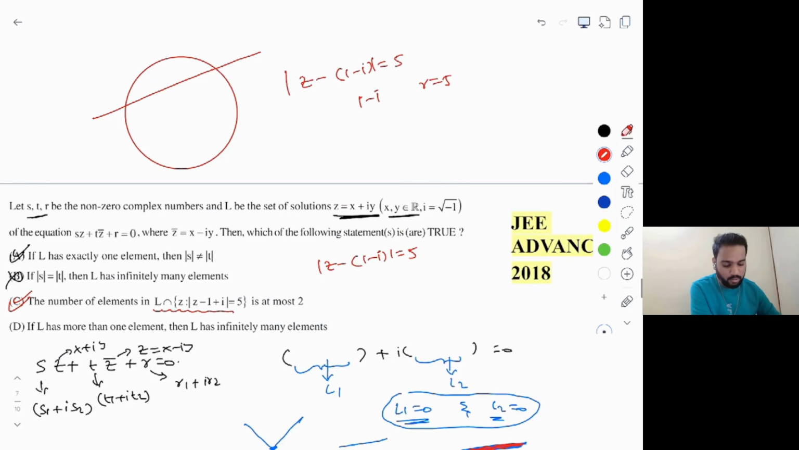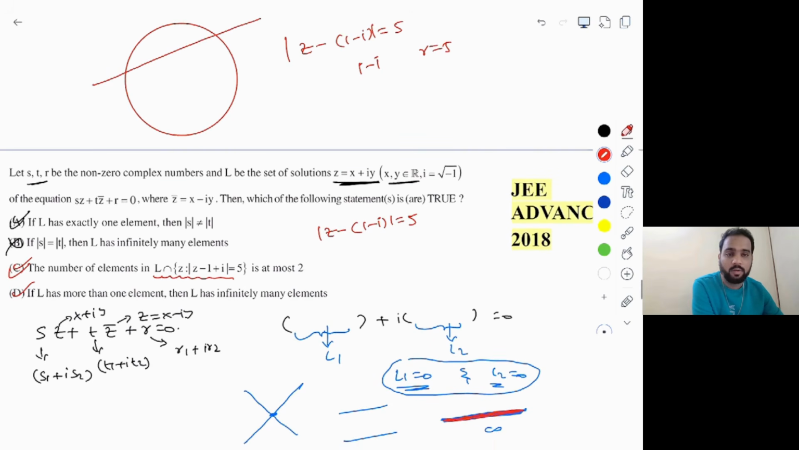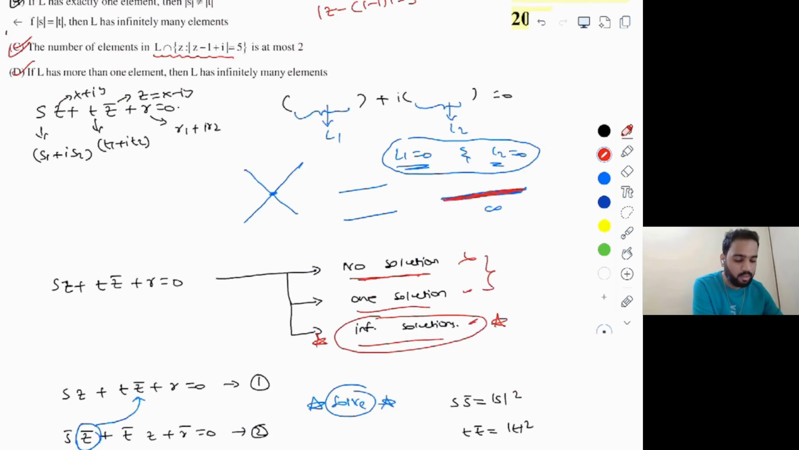Okay. So as I told, this question is definitely not easy. A lot of calculations are required, and also the concepts of circles, straight lines, and interpreting this equation are there. Okay, so it's a very important problem.